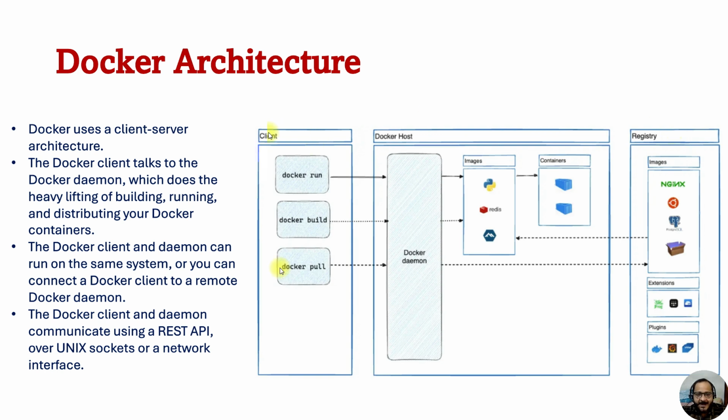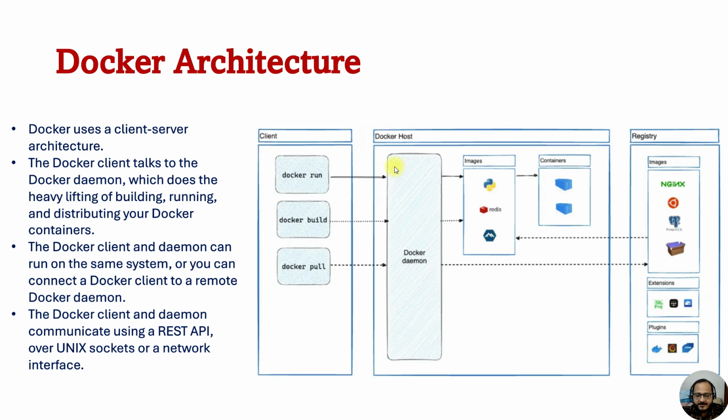On the client side, it is possible to install the Docker client and server on the same machine, and you can also use the Docker client and Docker server on different machines. The Docker client talks to the Docker daemon, which is the Docker host, and it communicates over the REST API, over a Unix socket, or a network interface.